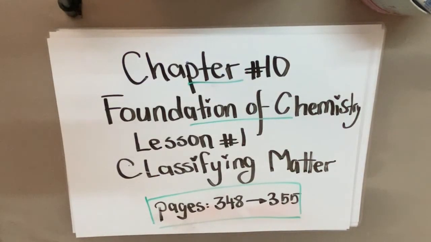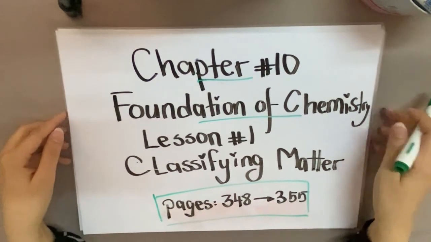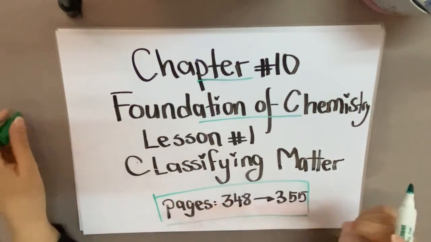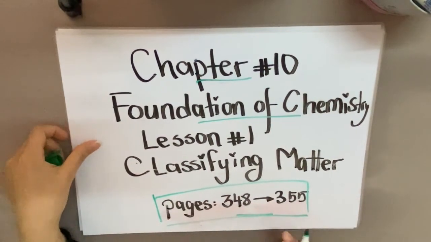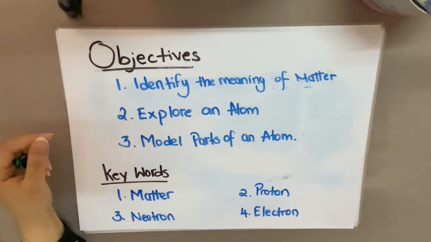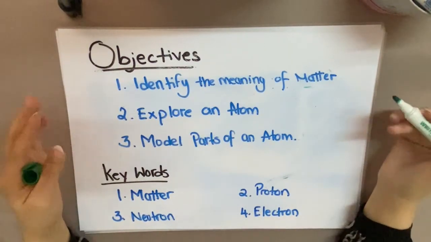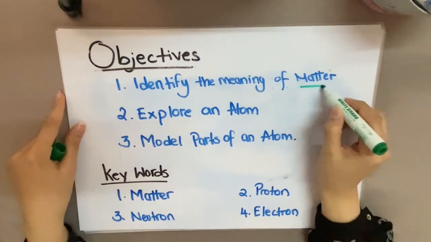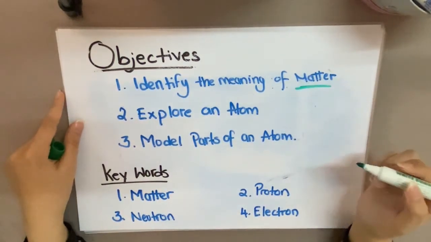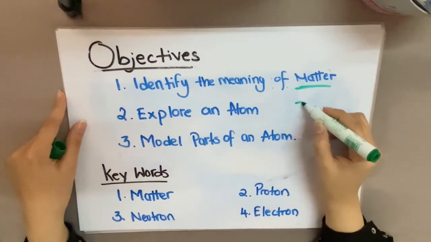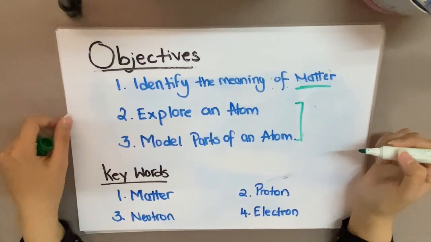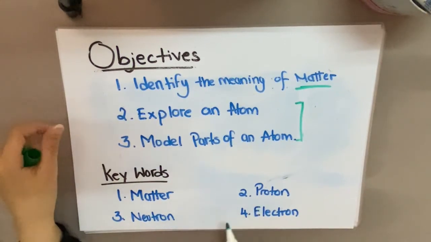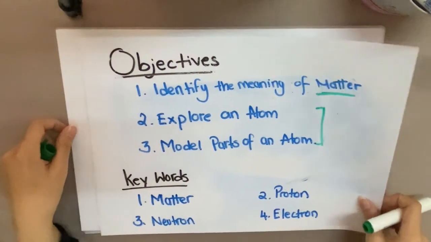Today inshallah we're going to be starting chapter 10, Foundations of Chemistry, lesson 1, Classifying Matter. We're going to find it in our textbook, pages 348 to 355. Let's take a look at our objectives, the things we're going to accomplish throughout this video. First of all, we're going to identify the meaning of matter. In the second part of our video, we're going to explore an atom and model the parts of an atom. We have four main keywords: matter, proton, neutron, and electron.